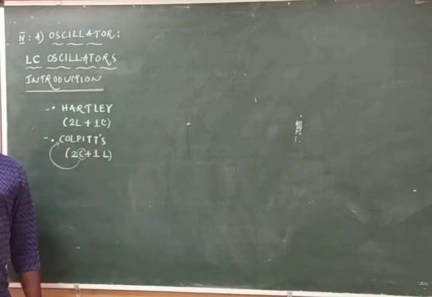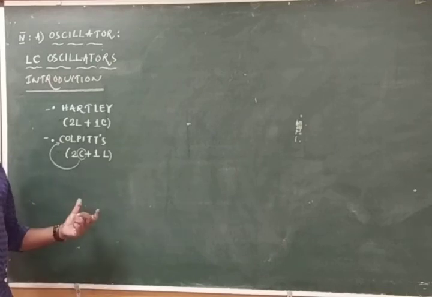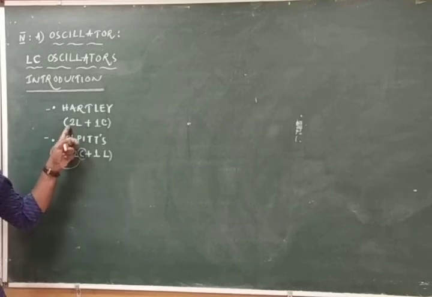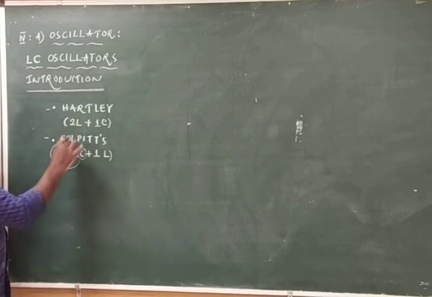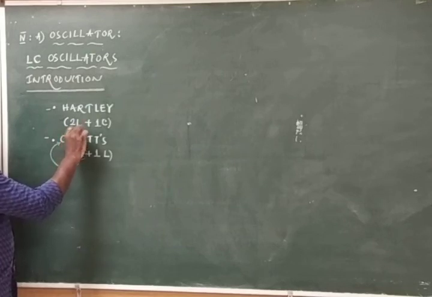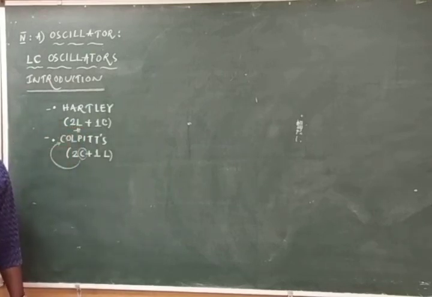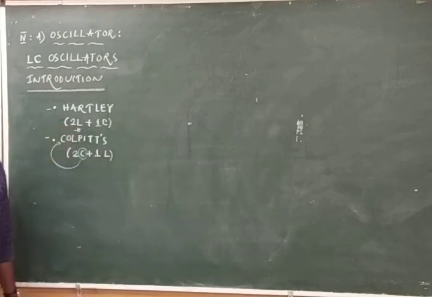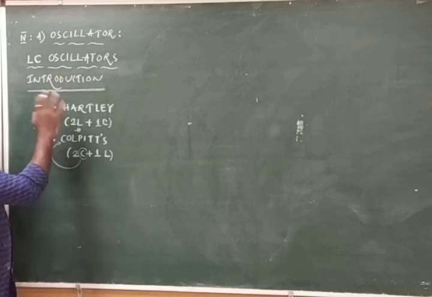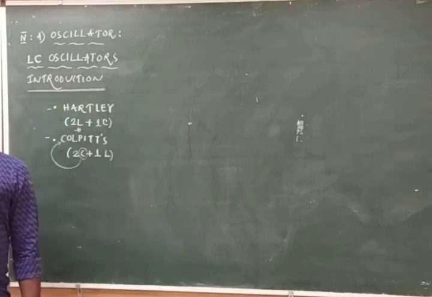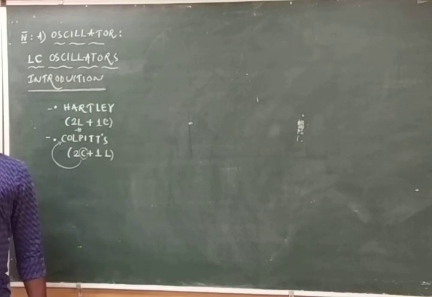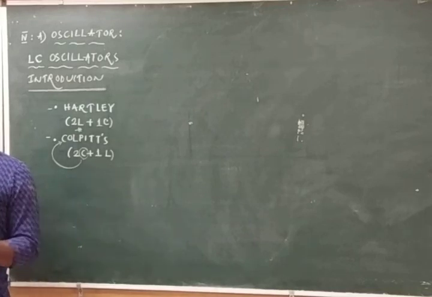In such a way you should remember. Two capacitors are more, so it is the Colpitts oscillator. Here inductors are more: Hartley. The unit of inductance is Henry. Two inductors are there, which means the inductance is more, so it is named the Hartley oscillator. If the capacitors are more, then it is the Colpitts oscillator. If the inductors are more, then it is called the Hartley oscillator. Simple logic, nothing more to it.